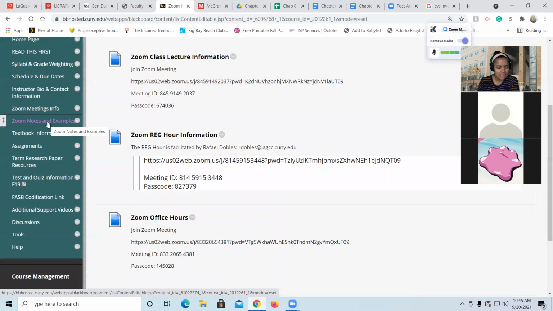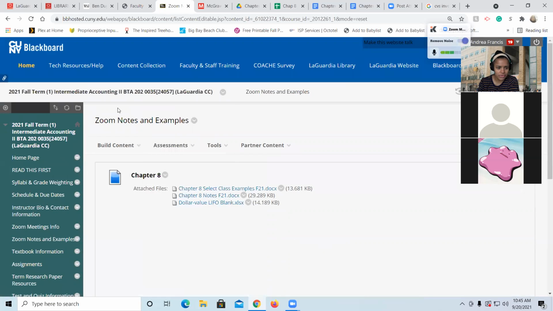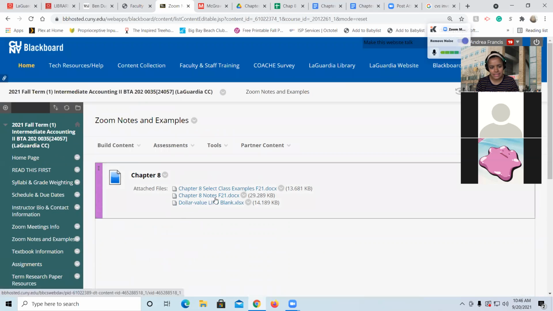And then the last thing I'll say that's kind of administrative, well, actually there's one more, sorry. Here's the Zoom notes and examples. So for chapter 8, for instance, the notes that I'm going through are these over here. And then the class examples, I will work through systematically with you on this document over here.